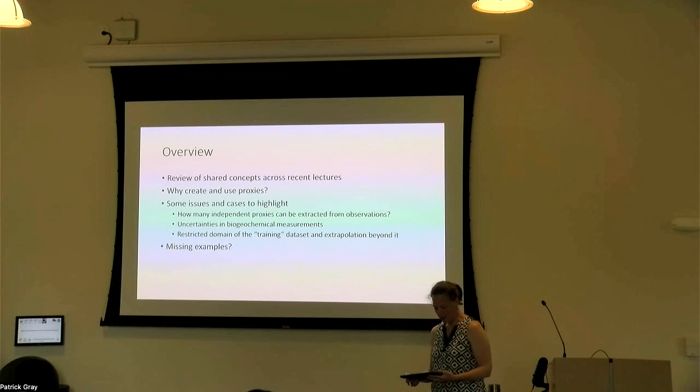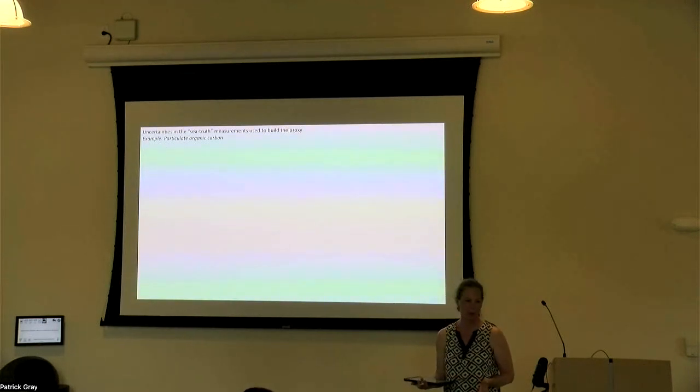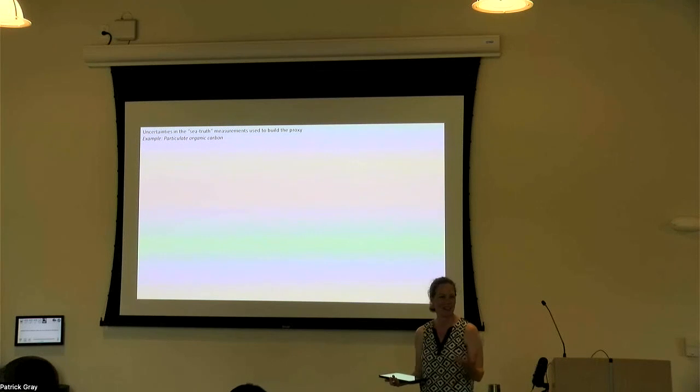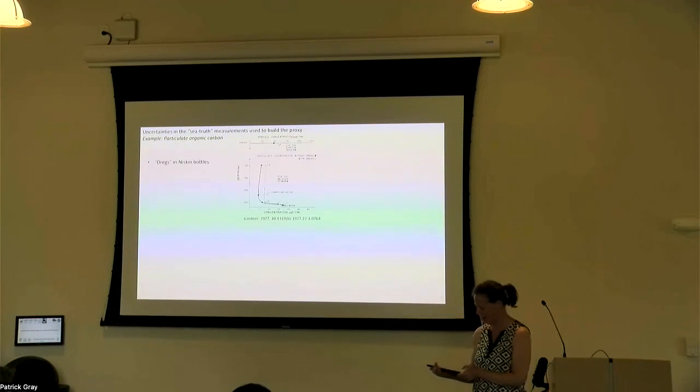All right. So this leads us to talking about uncertainties in the biogeochemical measurements that underlie the proxies, right? Which again, Jeremy was talking about. And I'm going to use a simple example here, particulate organic carbon, POC, using attenuation as a proxy for that. It's one of the things you get out of your IOPs, the covariate of mass. POC is a thing that a lot of people are interested in.